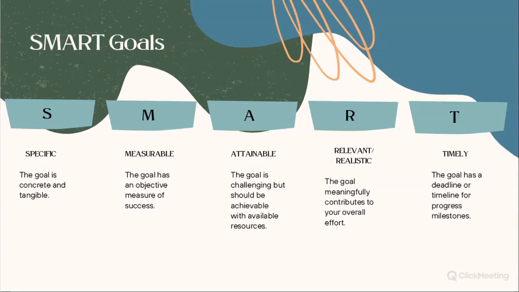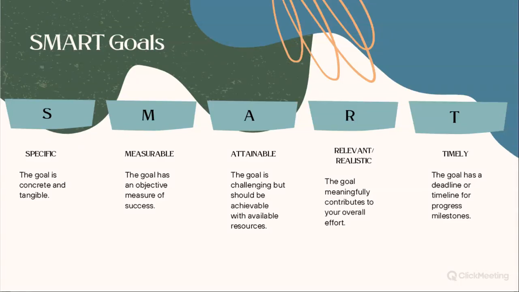It also needs to be measurable. The goal needs to have an objective measure of success. The goal itself needs to be measurable, because you need to be able to track your progress. If you're not tracking your progress, how do you know if what you're doing is making a difference?